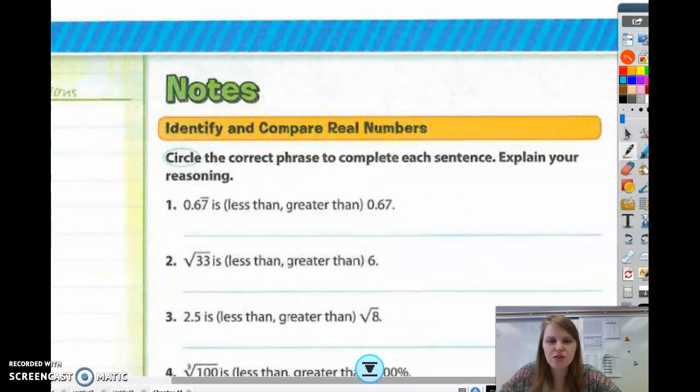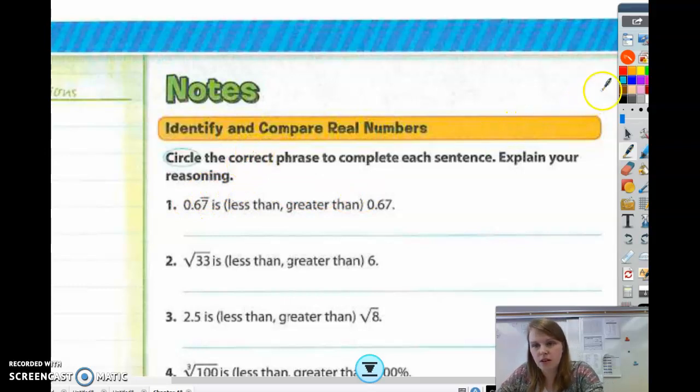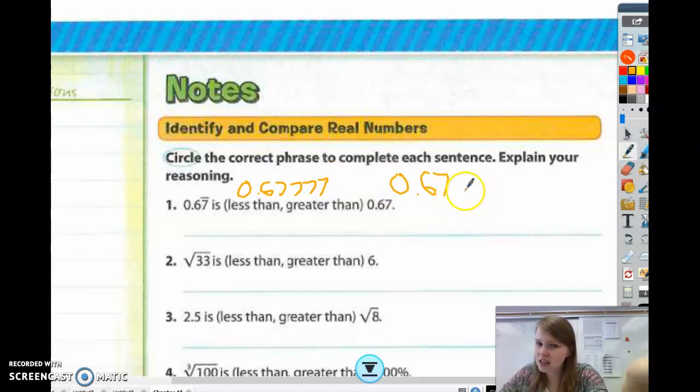This is saying circle the correct phrase to complete each sentence and explain your reasoning. So this is saying 0.67 is which one compared to 0.67 repeating? Oh, I see. So let me think here. Wouldn't this be the same as saying 0.67777 forever? And this one is just 0.67. And I suppose if we wanted to, there's nothing after it. But if we wanted to, we could plug a 0 in, right?